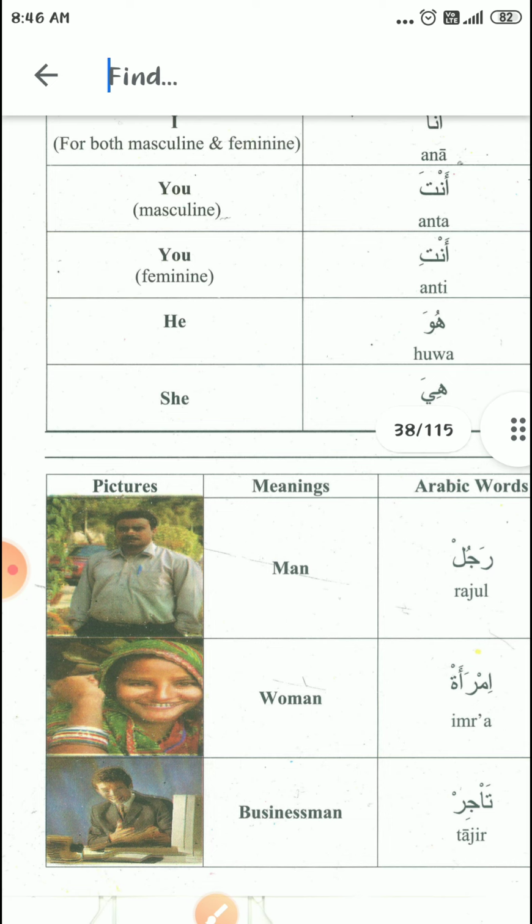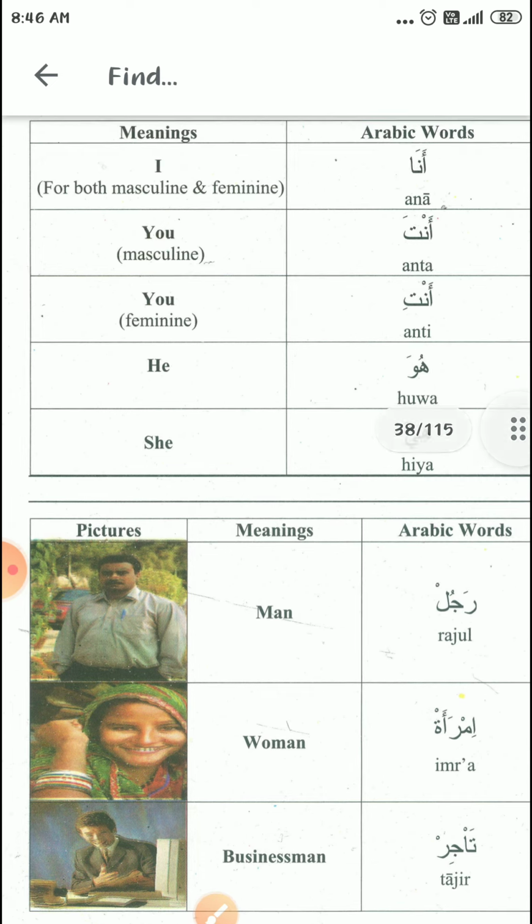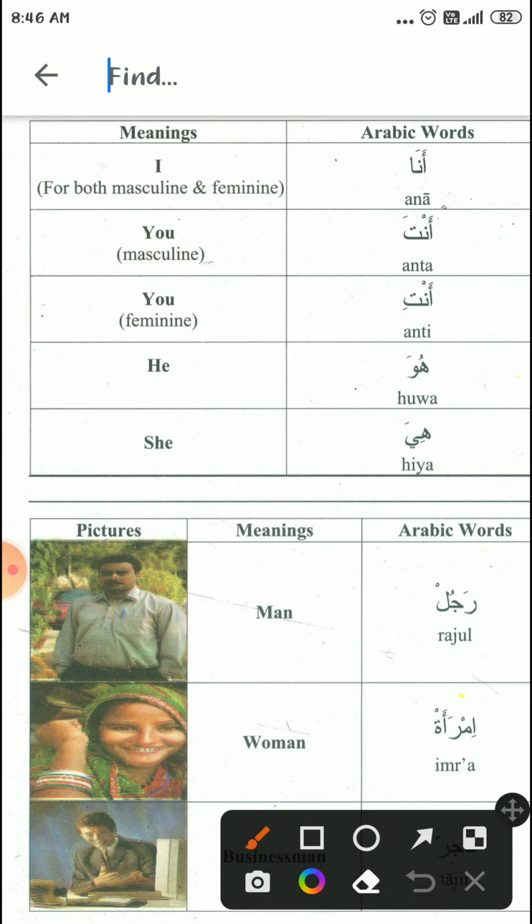Read the words loudly. First one is ana. Ana means I, me. It is used for both masculine and feminine. Second one is anta. Anta means you, for masculine. Anti means you, used for feminine.